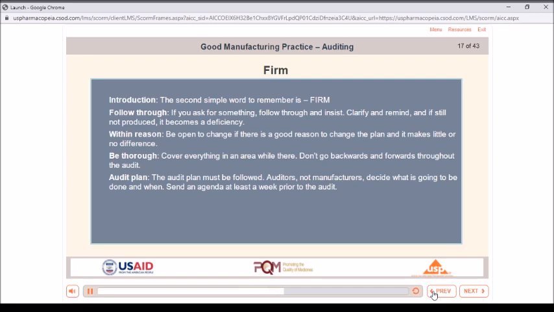Be thorough. Cover everything in an area while there. Don't go backwards and forwards throughout the audit. Audit plan. The audit plan must be followed. Auditors, not manufacturers, decide what is going to be done and when. Send an agenda at least a week prior to the audit.